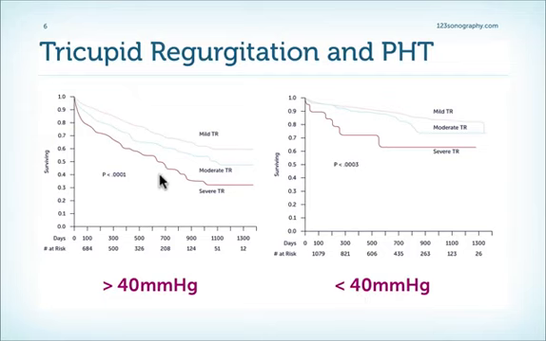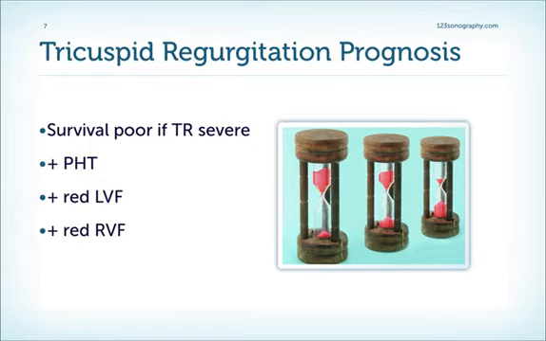Of course, patients who have higher pulmonary artery pressures have a poor survival. But even in patients who have pulmonary artery pressures, for example here below 40 millimeters mercury, we have poor survival if tricuspid regurgitation is severe or moderate. So it's quite clear from the literature that patients who have significant TR have a poor survival, especially in the setting of pulmonary hypertension, reduction of left ventricular function, and reduction of right ventricular function.